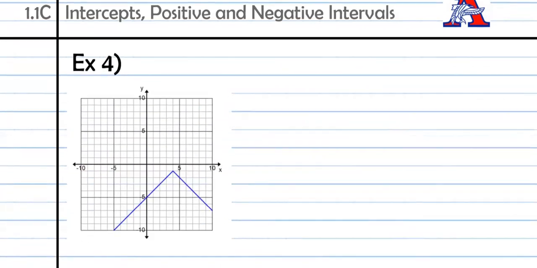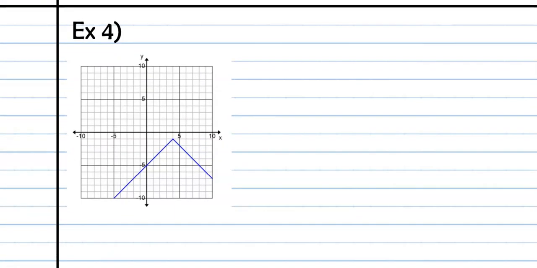All right, and then the last one here, and this one will be easy because when we look for x-intercepts, we have 0. We have none. Our graph never even reaches the x-axis. We have no x-intercepts. We do have a y-intercept, though. We do cross our y-axis right there. So let's write that down.